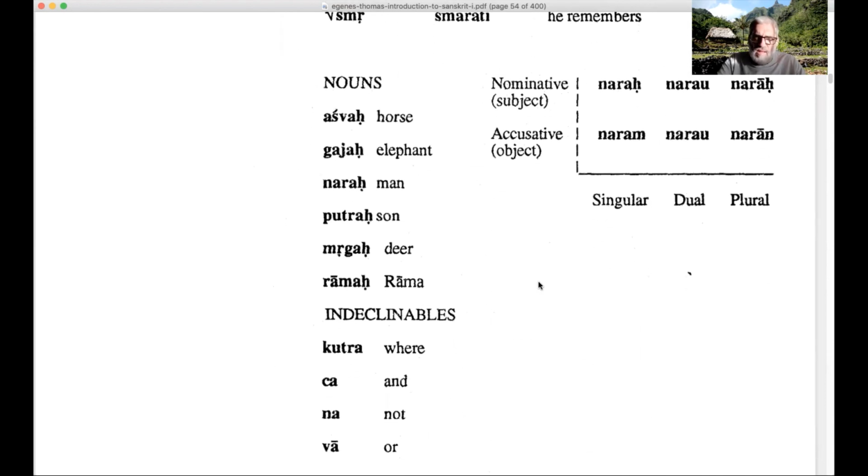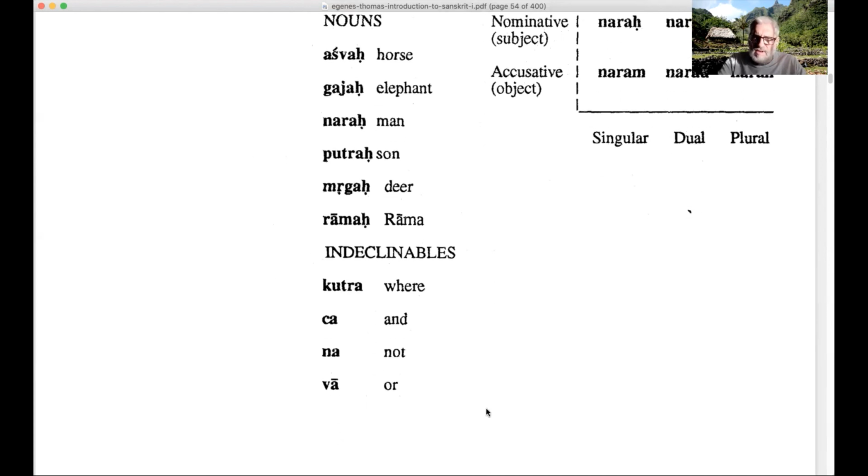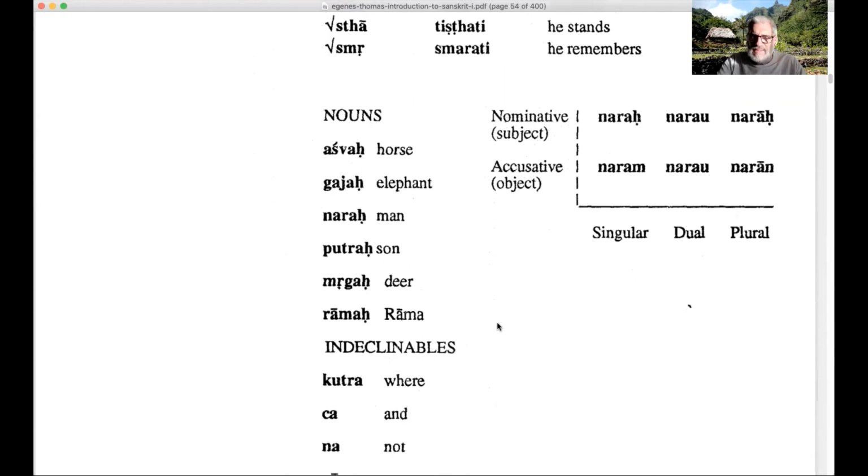Then we have all the nouns that we've learned. Ashvaha, horse; gajaha, elephant; naraha, man; putraha, son; mrigaha, deer; Ramaha, Rama. Then we have the indeclinables: kutra, which means where, if we want to ask a question; cha meaning and; va meaning or; and na meaning not. Okay, so that is the lesson there.